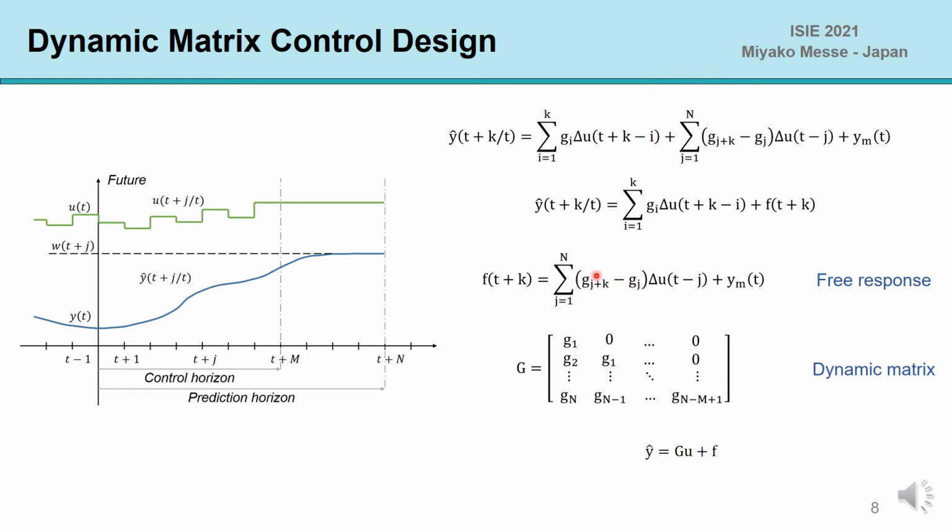The sum of past values plus the measured inverted output is known as free response. Also, the resulting equation can be written in matrix form, composed of N number of rows equal to the prediction horizon and N minus m plus 1 number of columns, with m as the control horizon. This matrix is known as the dynamic matrix.